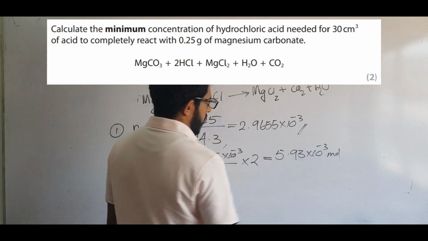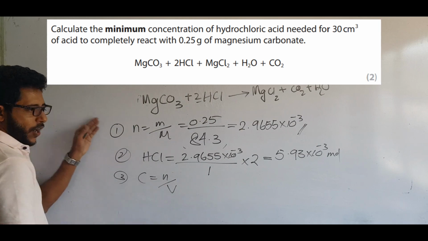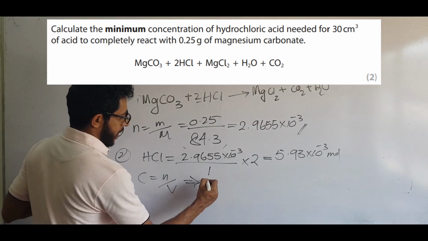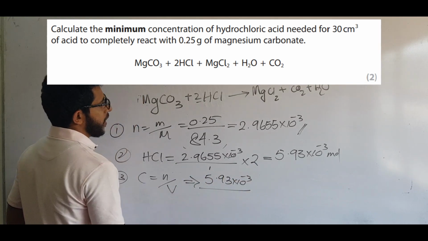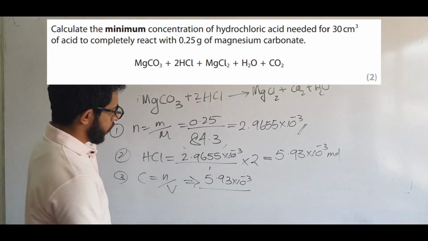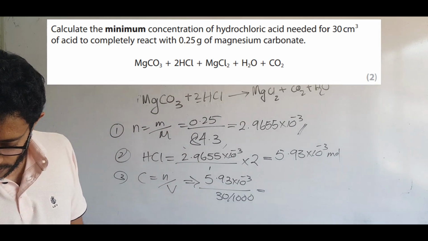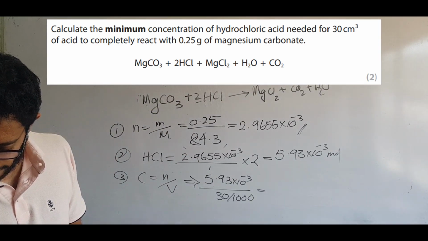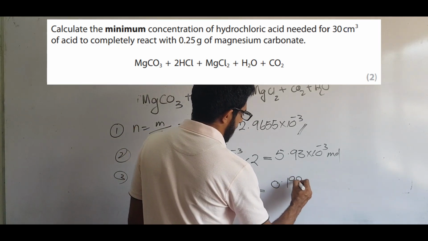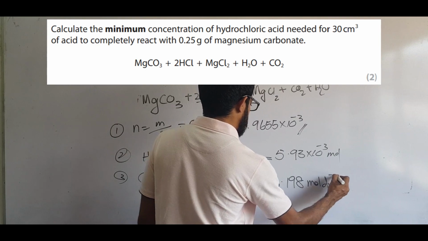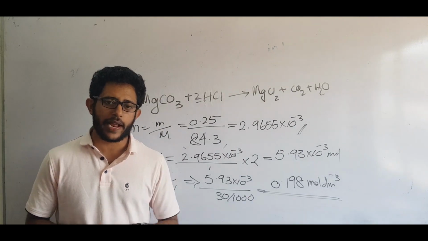Right. What they are asking is concentration. Then the third step, then c equals n over v. You don't have to write 1, 2, 3. So concentration equals 5.93 × 10^-3 divided by the volume. Volume of HCl is, we are using 30, 30 divided by 1000. That gives 0.1977, so 0.198 if you write the answer to 3 significant figures. That's it. That's how we do the chemical calculation from equations.